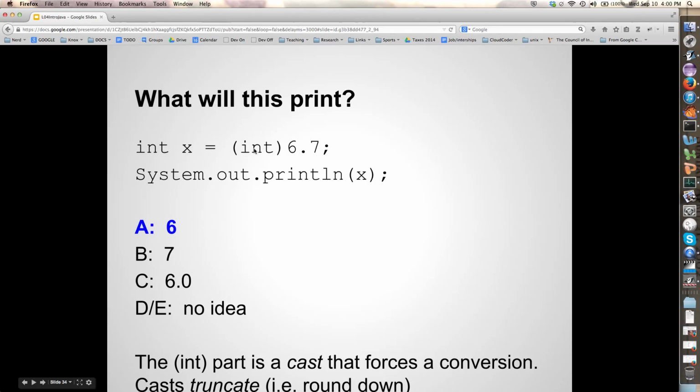I should note that these casts, as they're called, always truncate. In other words, they round down. There are functions that let you round up, but maybe we'll talk about them later in the term. For now you just have to know if you're going to do casting, it's going to throw away that information. So this is going to give you 6.